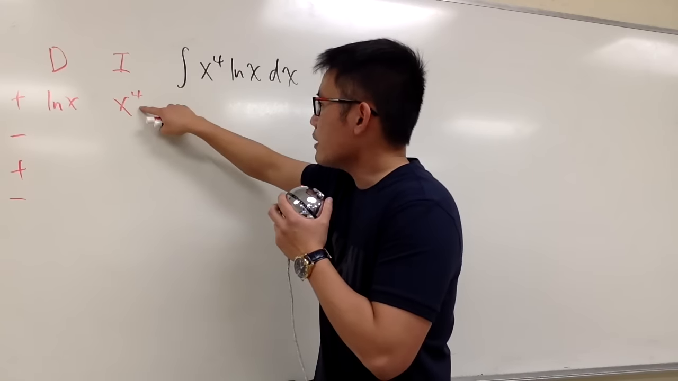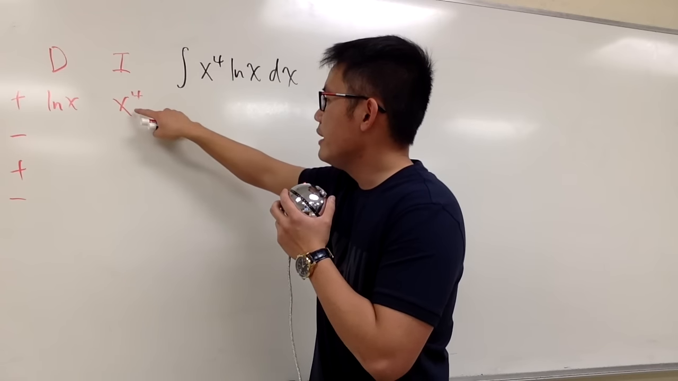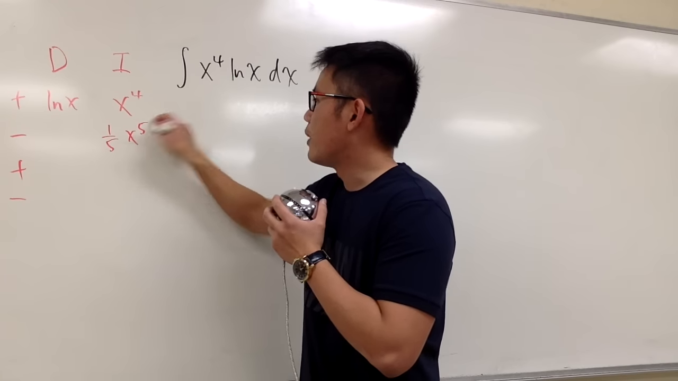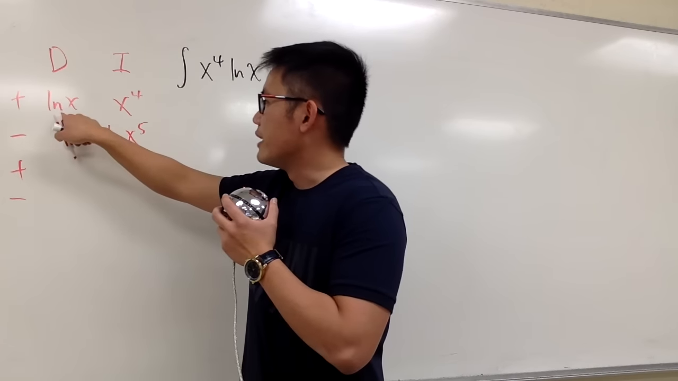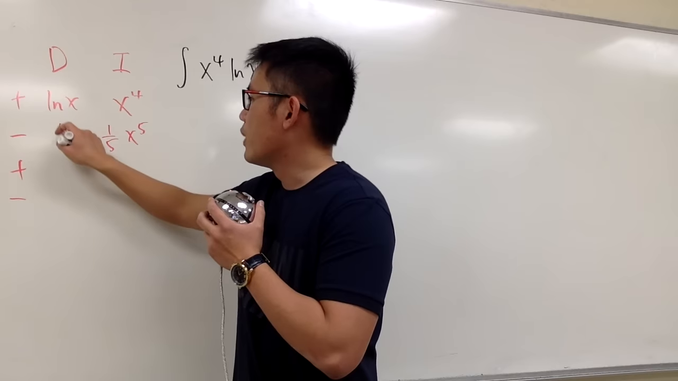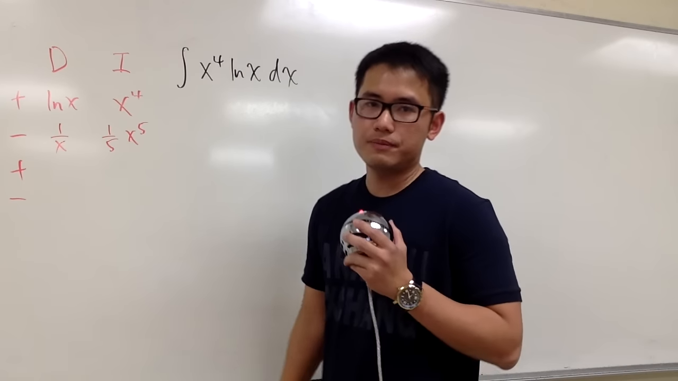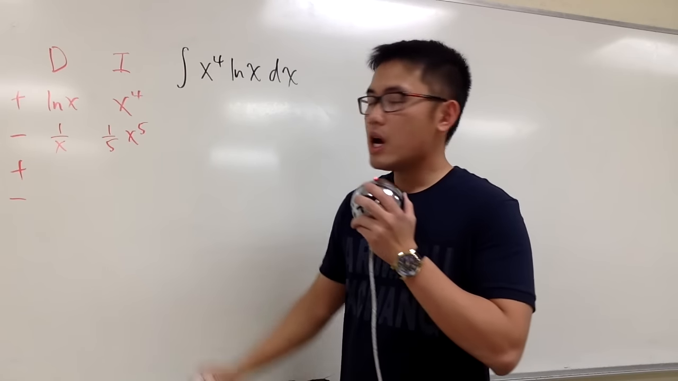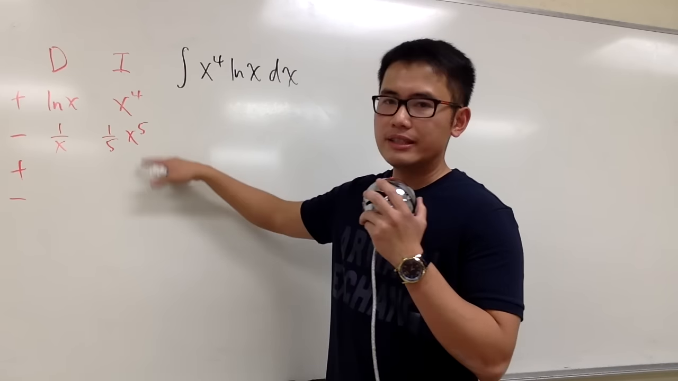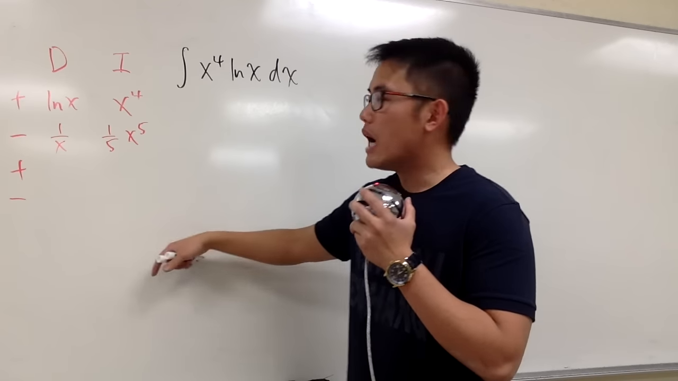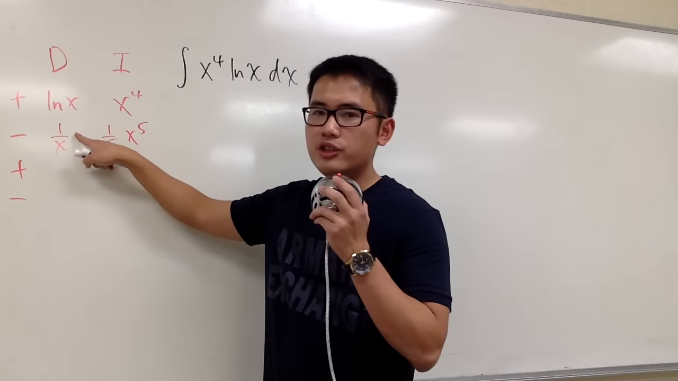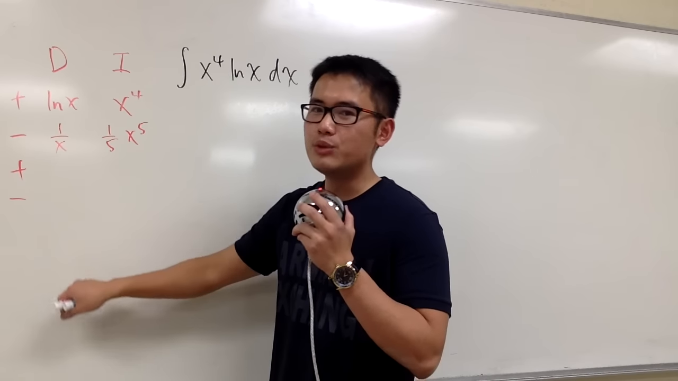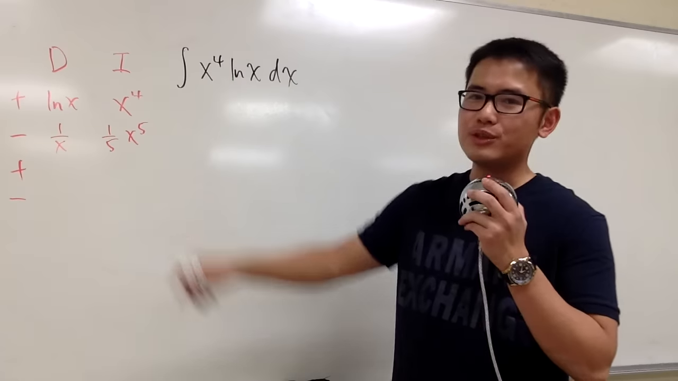So let's see. I'm going to integrate this one time. The integral of x to the fourth power is 1/5 x to the fifth power. And then when I differentiate ln x, we get 1 over x. That's all. Well, shall we keep going? If you keep going right here, this is not bad, it's pretty easy, right? However, if you keep differentiating 1 over x, unfortunately, this is not going to be 0 at all, right? It will never be 0.